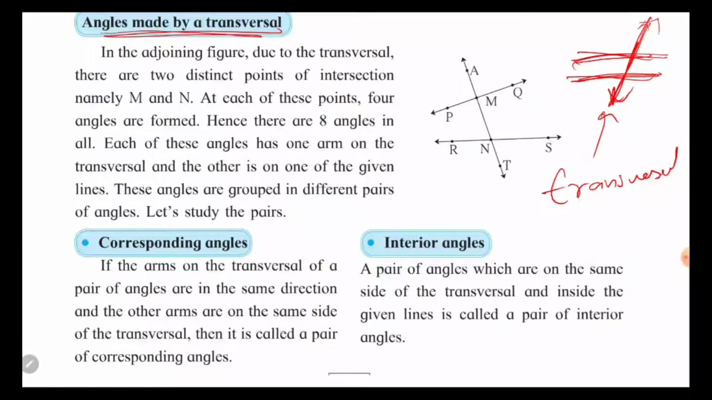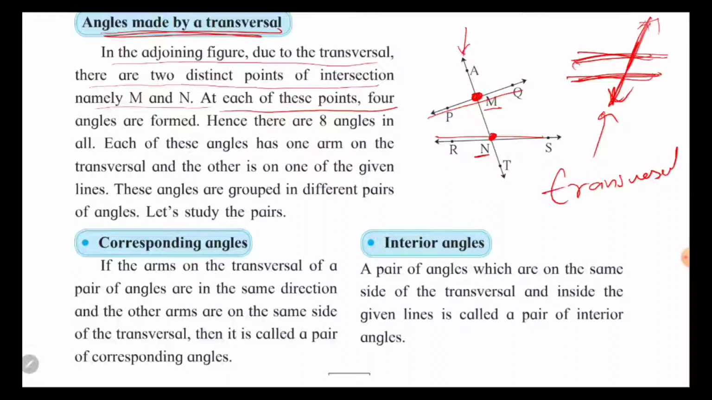Okay, now next, in the adjoining figure, due to the transversal there are two distinct points of intersection named M and N. Okay, now we can see that these are the two lines and this is the transversal over here. So the transversal is intersecting over here, that is point M, and the transversal is intersecting over here, that is point N. Okay, so now what we have to do?